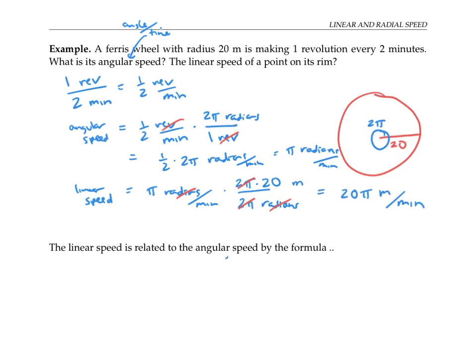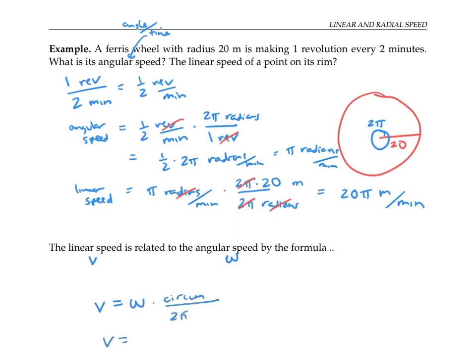I'll call the angular speed omega, it looks like a W, and I'll call the linear speed v. In the previous problem, we found the linear speed v by starting with the angular speed omega and multiplying it by the circumference divided by 2 pi. That's because the point on the rim travels the whole circumference as it goes through an angle of 2 pi around a circle. So I'll write that down here, circumference over 2 pi.